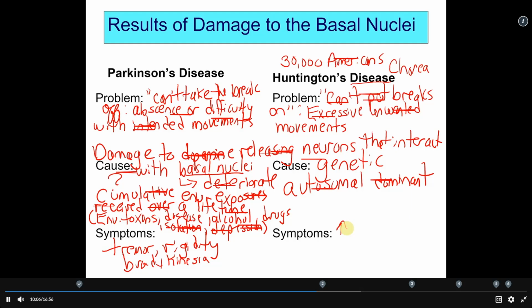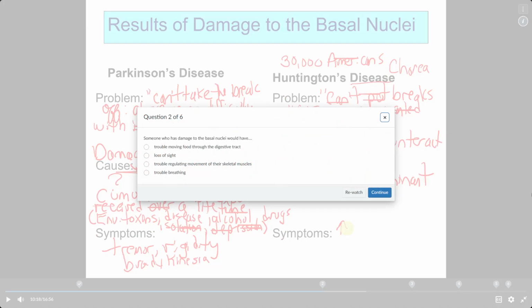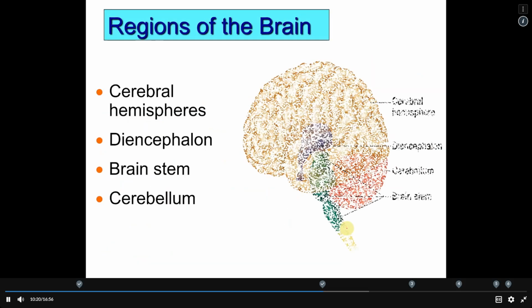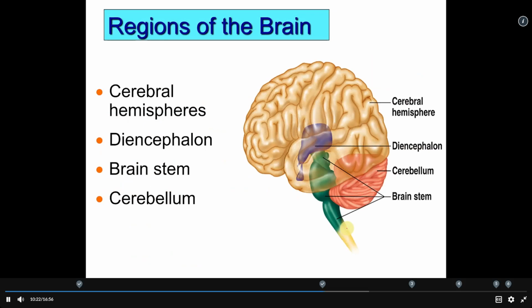So this is just an example of one nuclei found in the brain and what we know about it. But there are many of these nuclei. In fact, if you look in your textbook, you'll see that they are color-coded. So one way to study the brain is to learn its functions based on the regions of the brain.